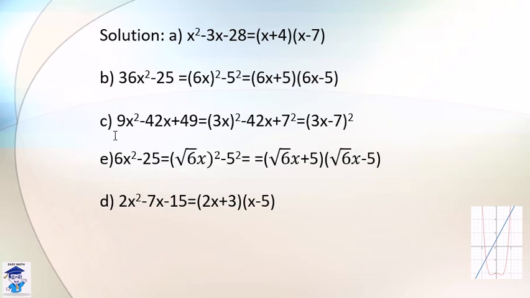Number C, 9x squared minus 42x plus 49. You notice 3 squared is 9, 7 squared is 49. So we use the perfect square formula. We make the perfect square of 3x minus 7.